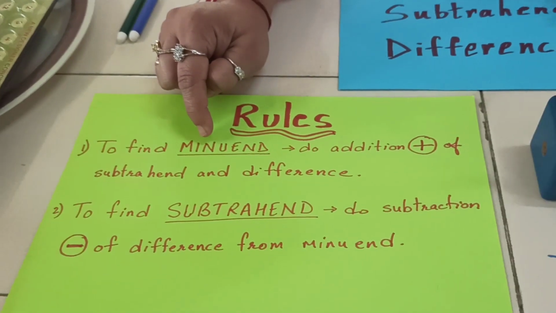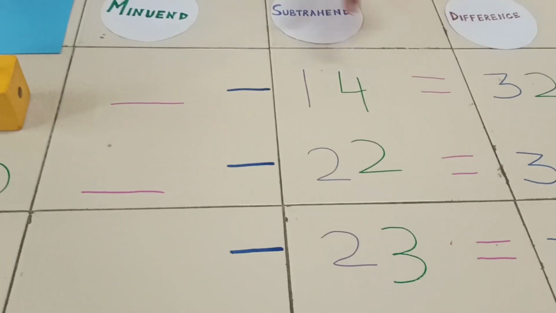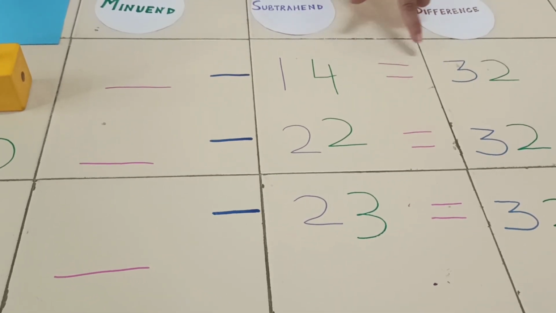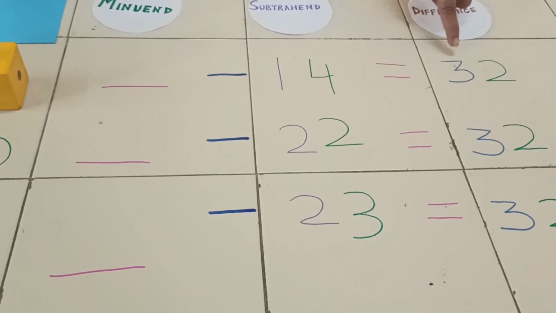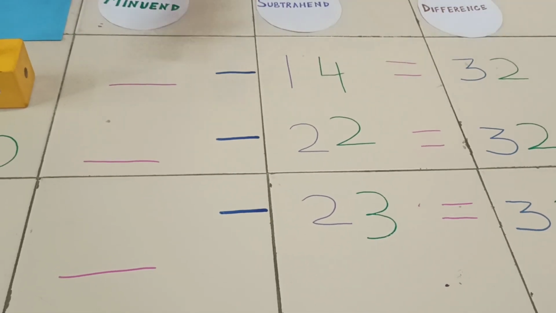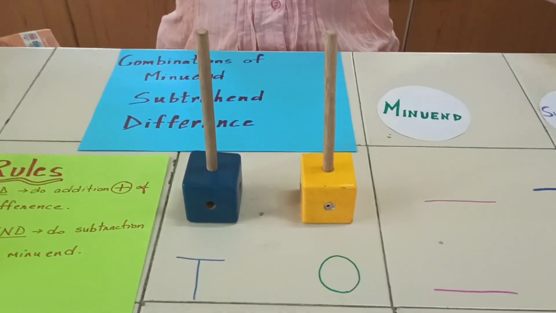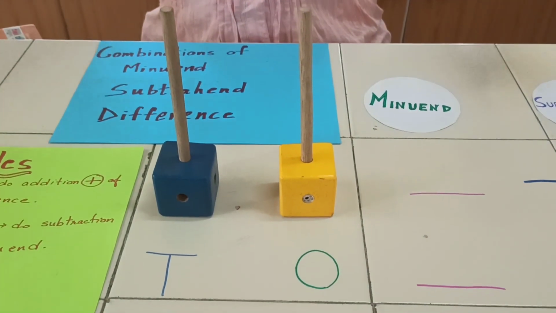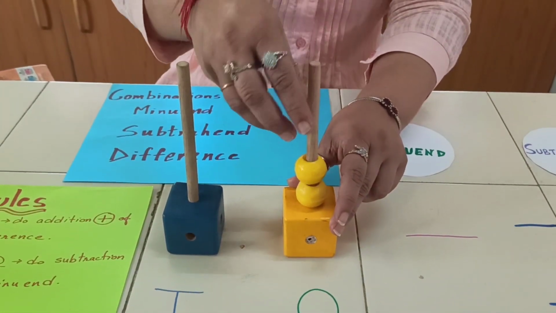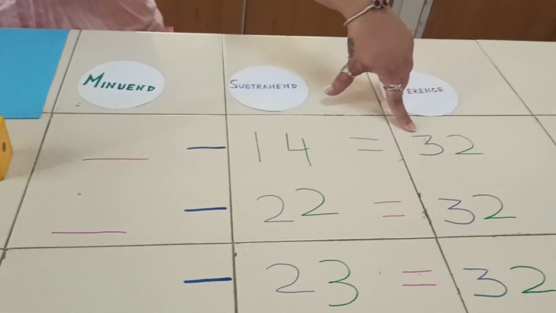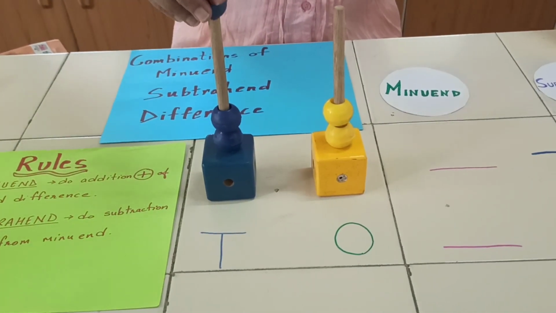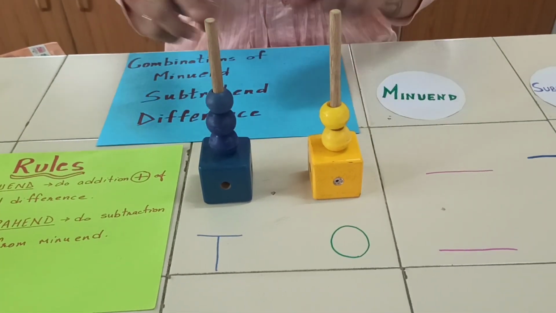Okay, let's start with the examples. Dash minus 14 is equal to 32. Here my difference is 32. So I am going to use these many beads here. For ones, I am going to keep 2 beads. And for tens, I am going to use here 3 beads. 1, 2, 3. So I have made it 32.